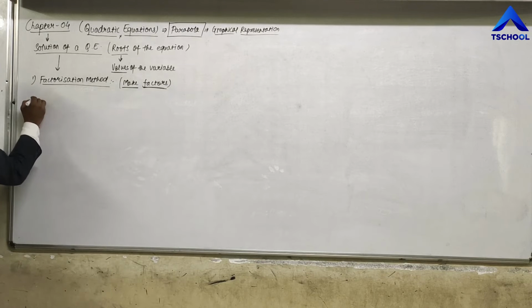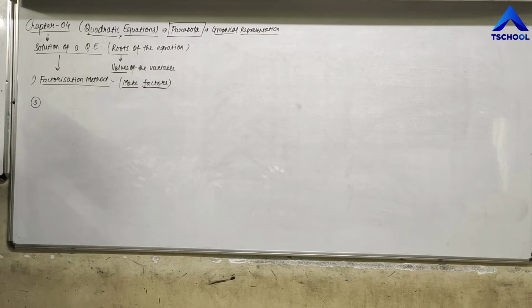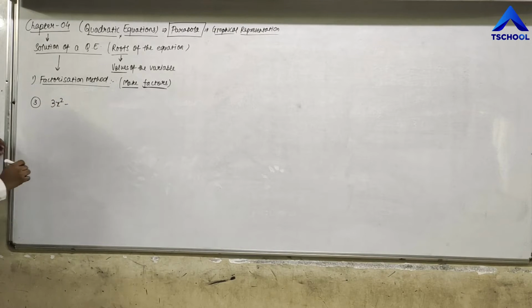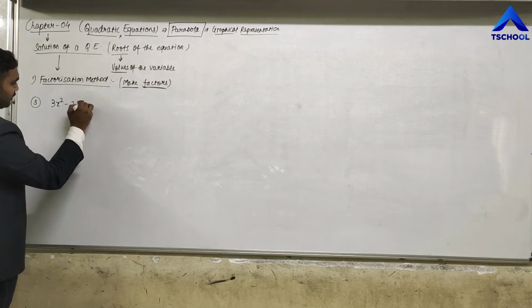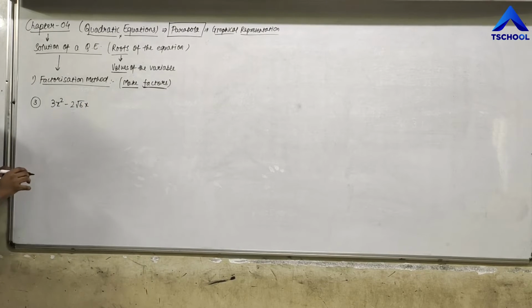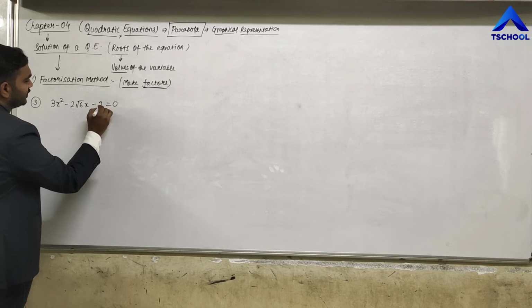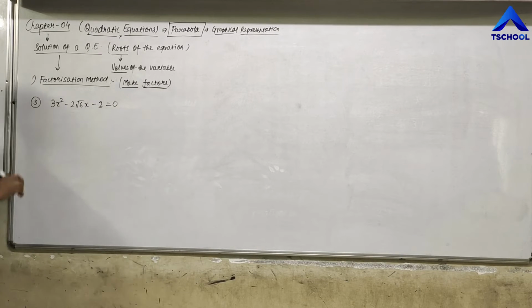I have a complicated one, that is 3x square minus 2 root 6x minus 2 is equal to 0. So that is 3x square minus 2 root 6x minus 2 is equal to 0.